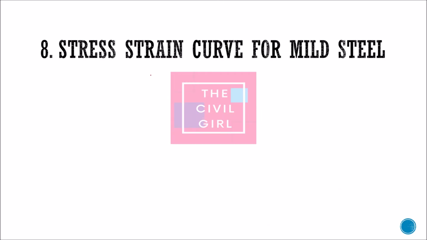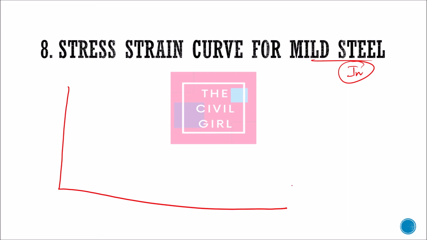Going to the next question, the stress strain curve for mild steel. If we look at the stress strain curve of a mild steel bar, at the starting it will be linear till my point. This point is called my proportionality limit, because till here the stress strain curve is linear. After this comes my elastic point.